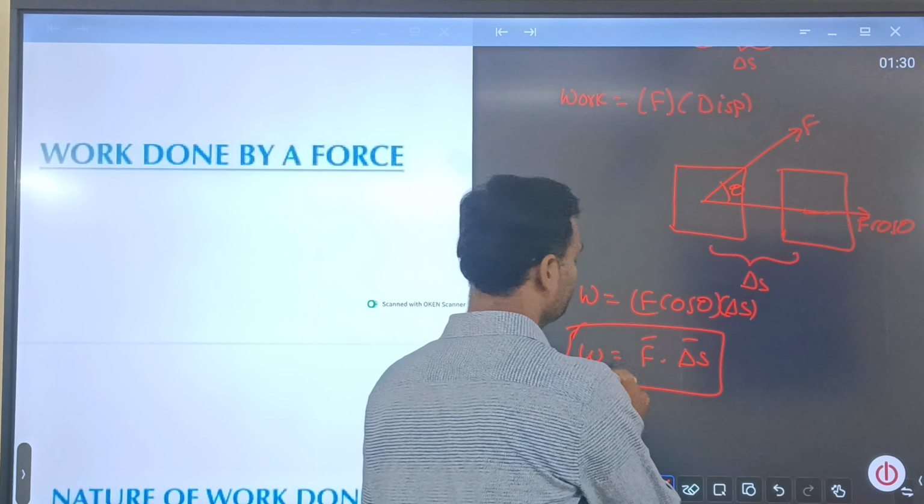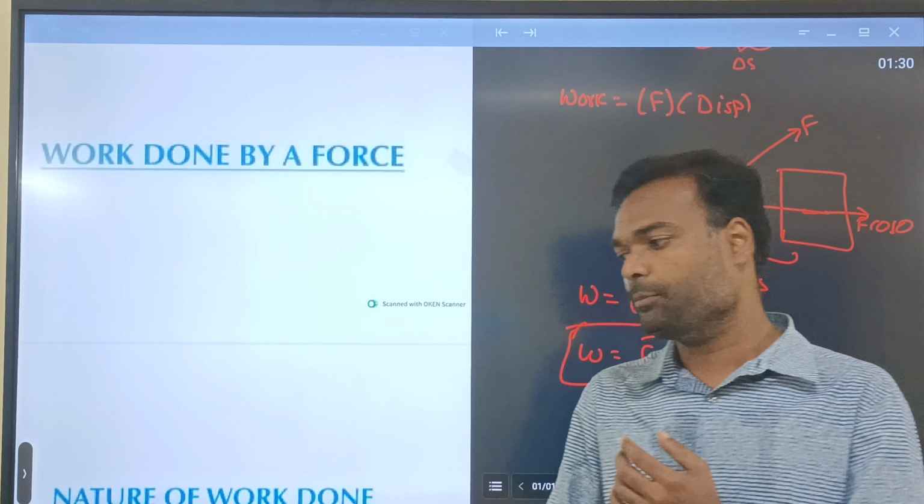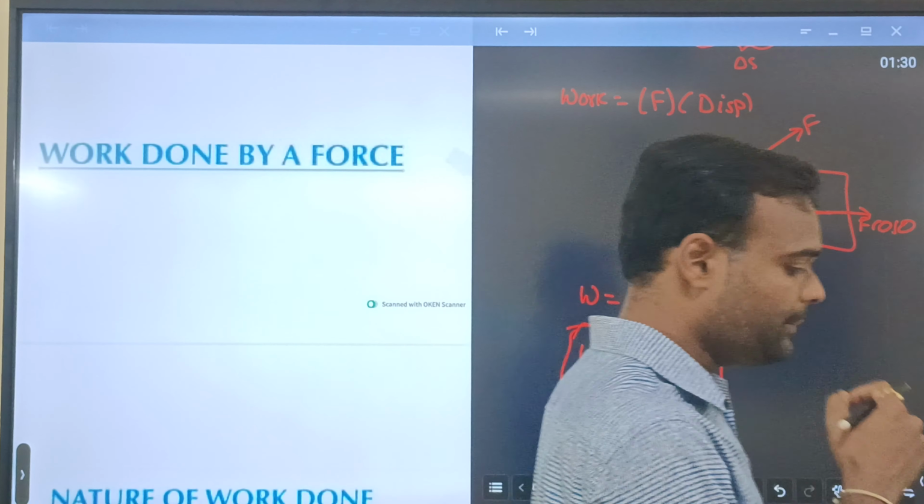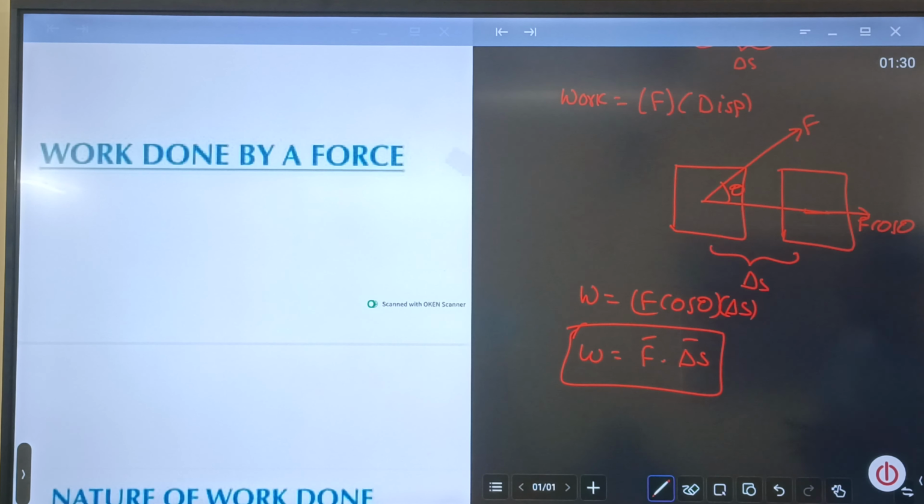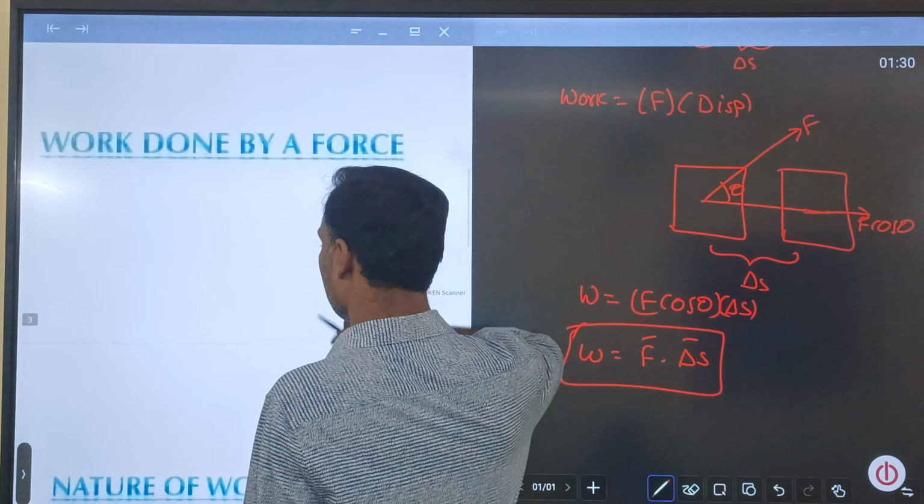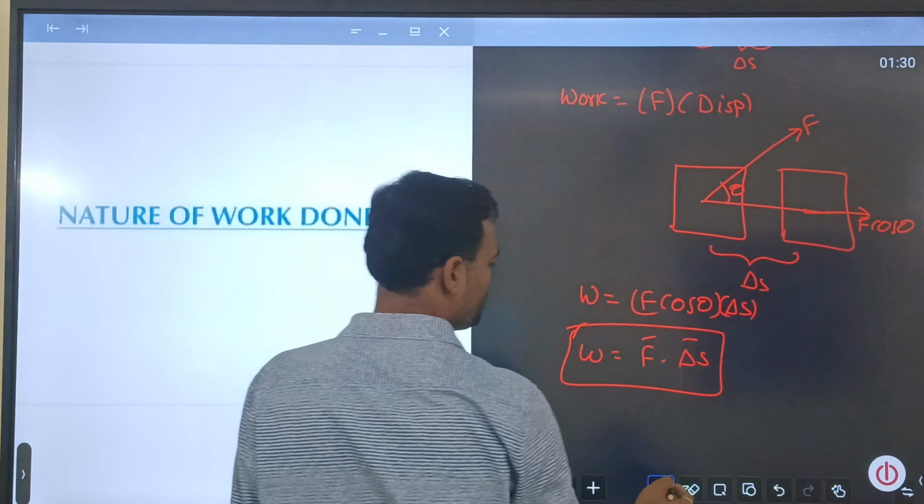This is the dot product. When we were discussing dot product, I had already told you that when two vectors are multiplied along with cos theta, that will be a dot product representation, right? This is what is work done by a force. And the next concept is nature of work done.